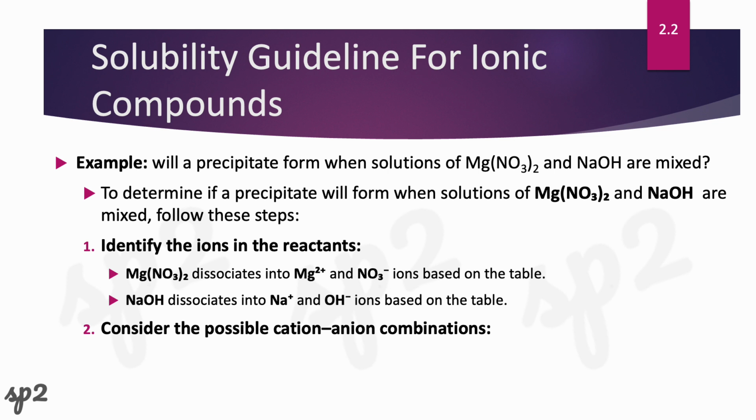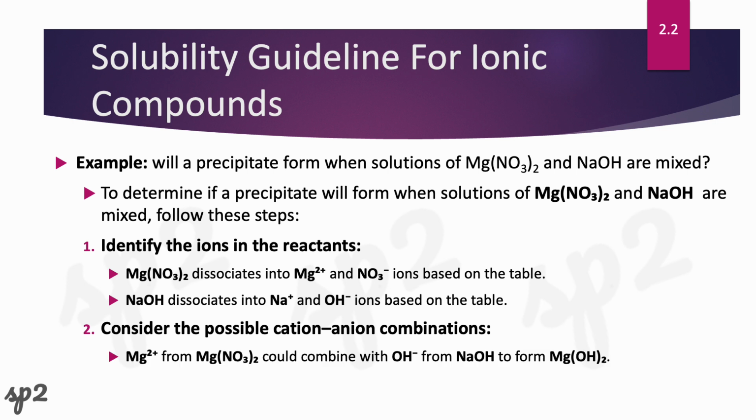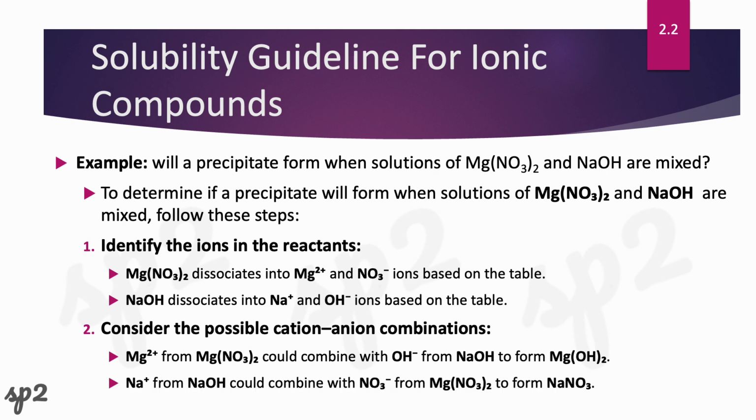Now I need to look at the possible cation-anion combinations. I'm going to have my magnesium from magnesium nitrate, and I'm going to potentially combine that with my hydroxide from sodium hydroxide. So that could be one potential product, which is magnesium hydroxide. I'm going to grab my sodium, my cation from sodium hydroxide, and combine that with the nitrate from magnesium nitrate to form sodium nitrate. Okay, so I got these two potential products.